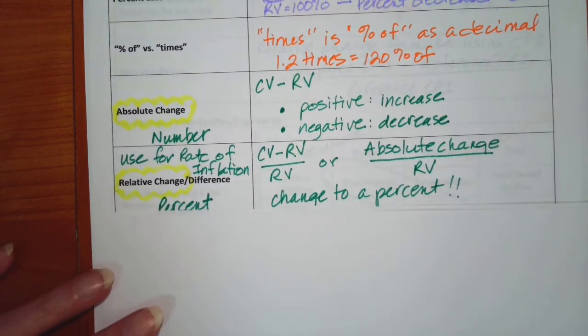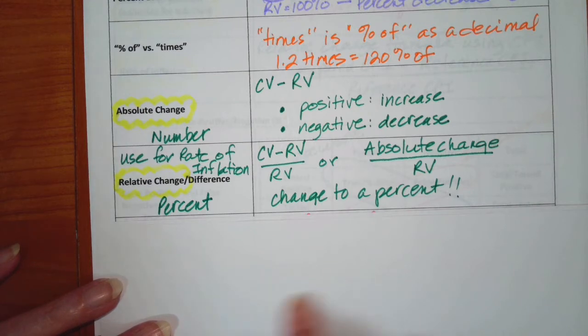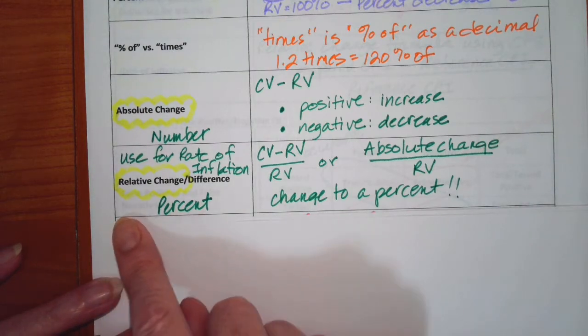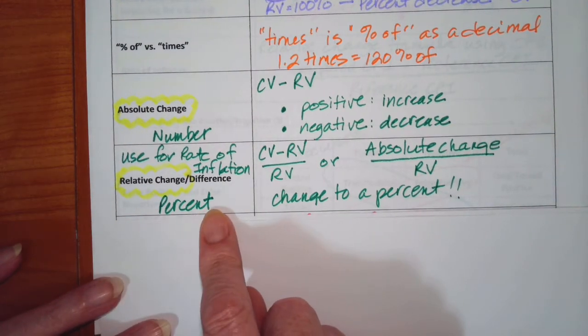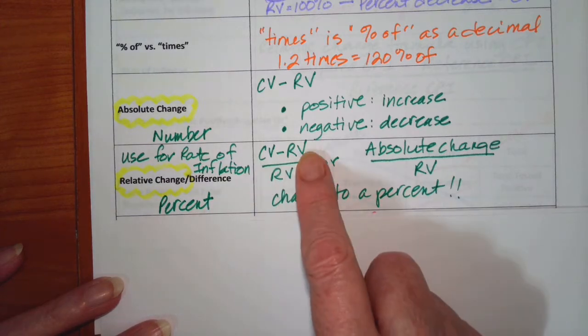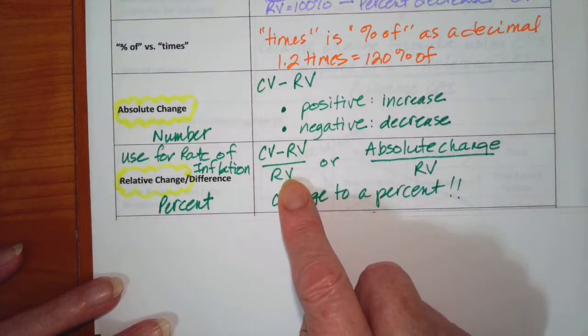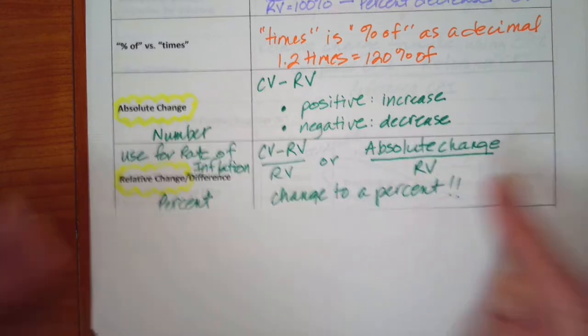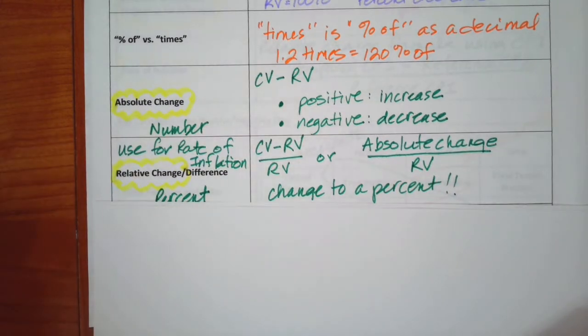When talking about change, we also have relative change, and this is as a percent. So it's just the compared value minus the reference value over the reference value, which is the absolute change divided by the reference value, and it is given as a percent.